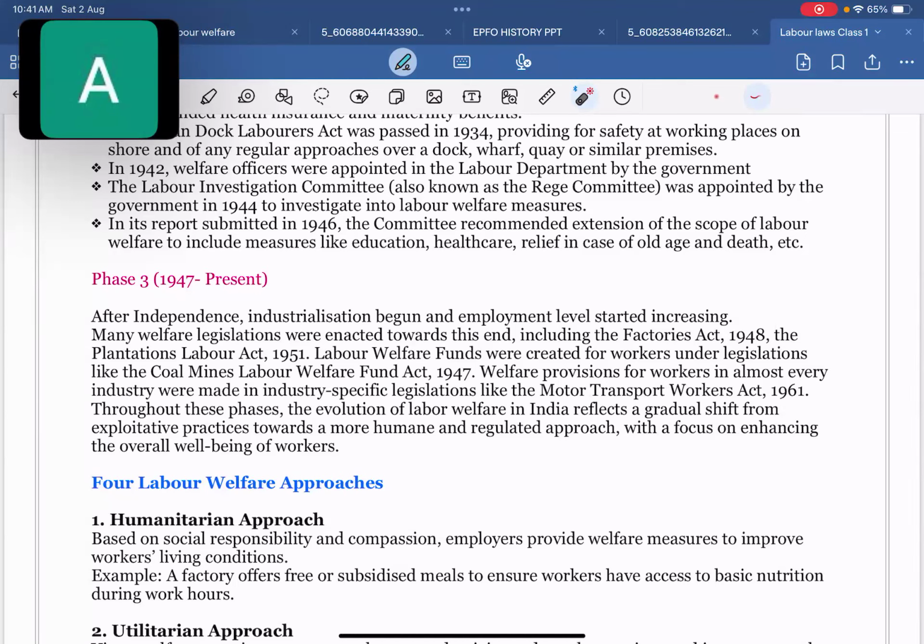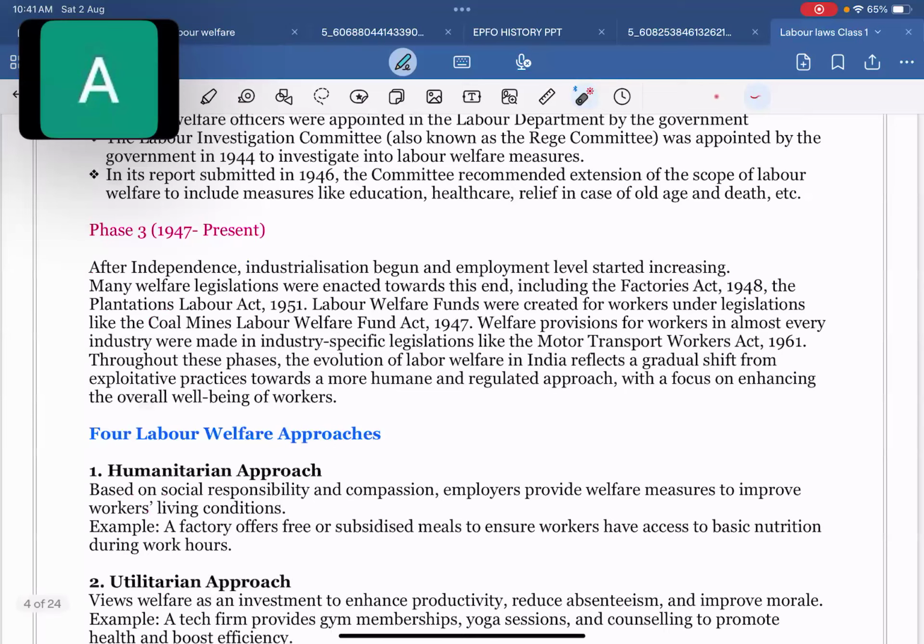So these are the things in phase 3. Work has been done, and now we will describe every act which comes under phase 3 in a detailed manner.